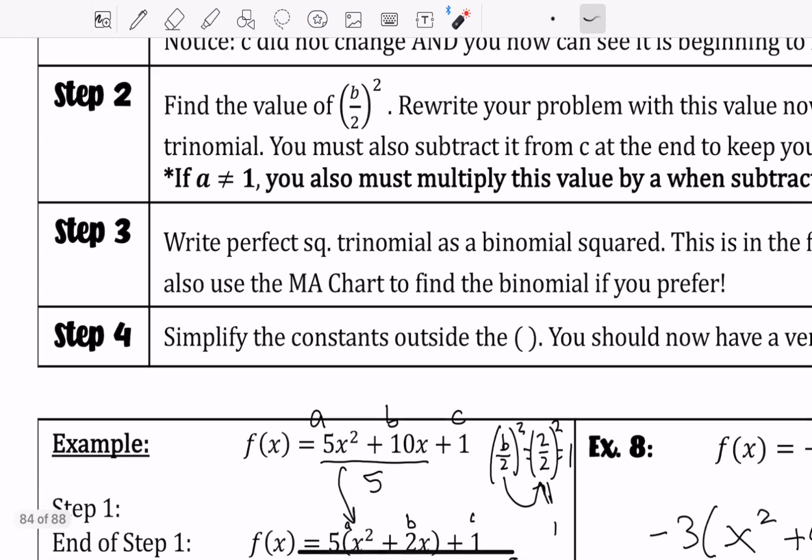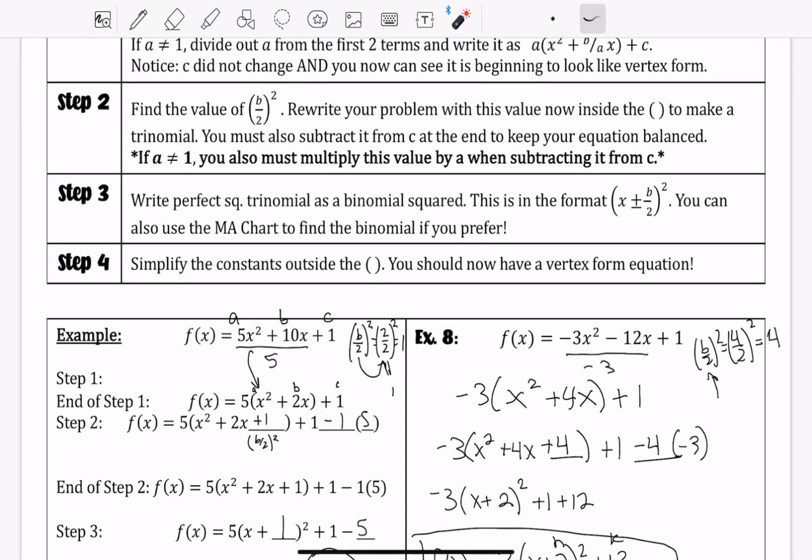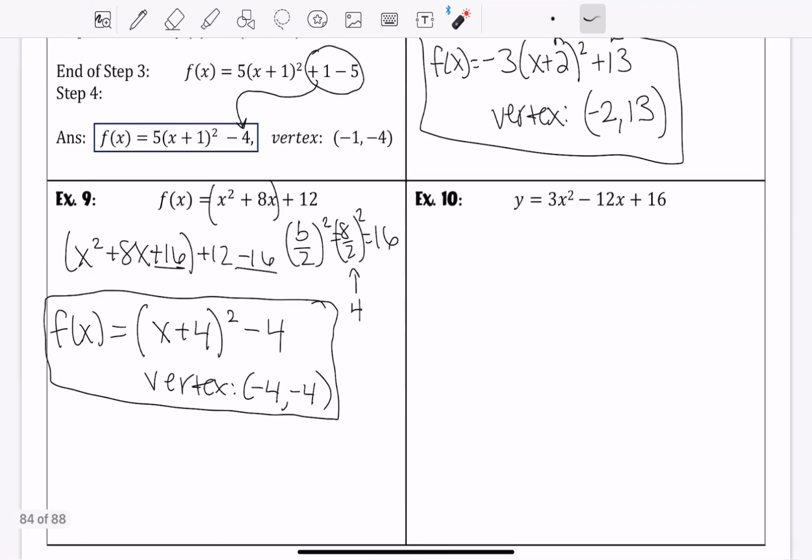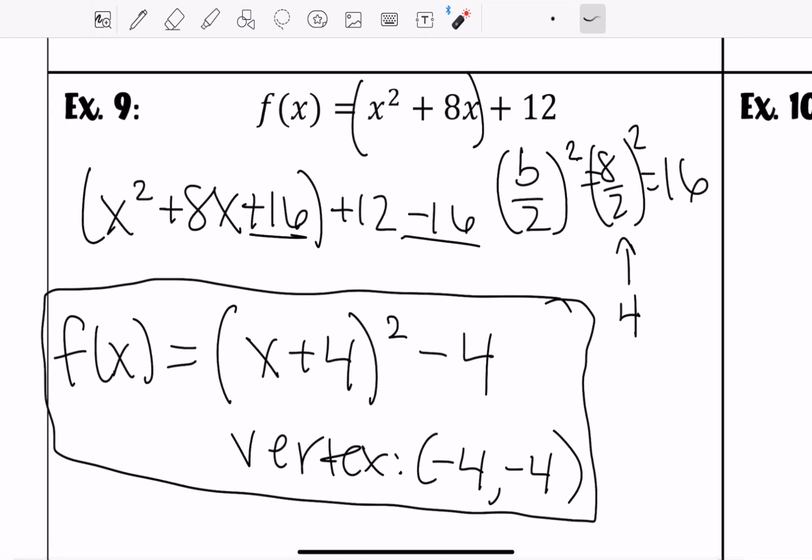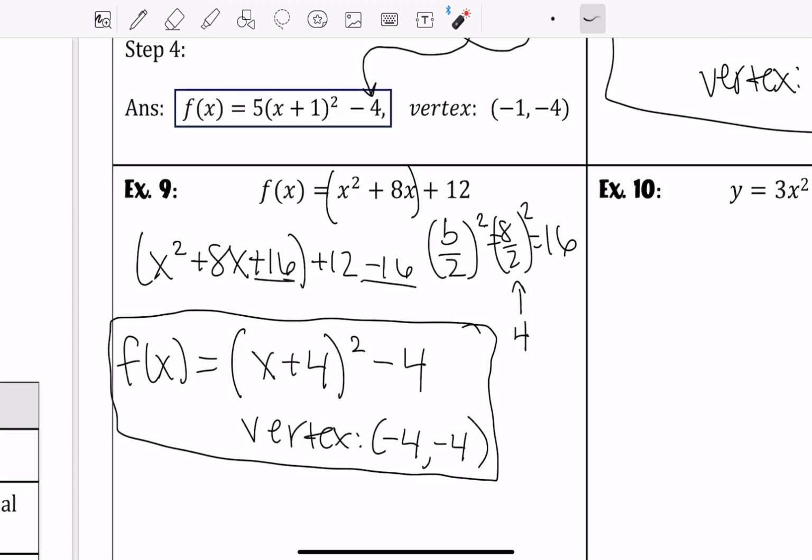And then step 3, write the perfect square trinomial as a binomial squared. This is in the format x plus or minus b over 2, whole thing squared. You can also use the multiply add chart if you prefer. And that would be here, b over 2. I put a little arrow there. 8 over 2 is 4, so I put the 4 in right here. And then I just combine these because they were like terms into minus 4. I also wrote down my vertex, just a reminder the vertex is h, comma, k, where h is the opposite sign as it looks like. Oh, sorry. That's supposed to go here. And there we go.